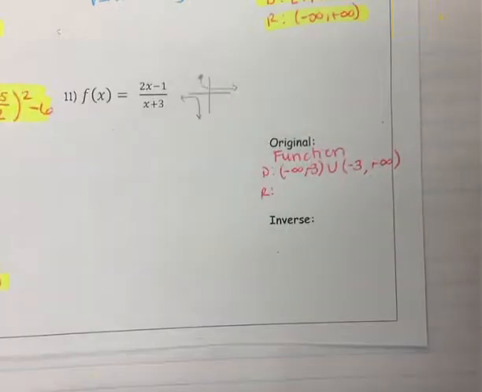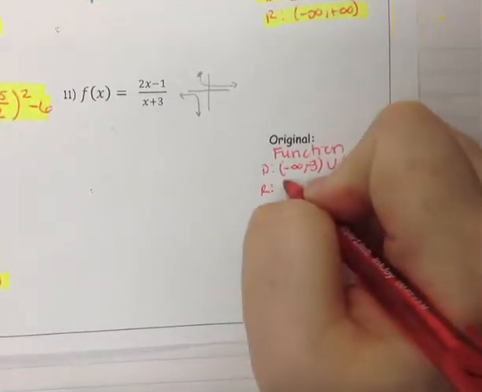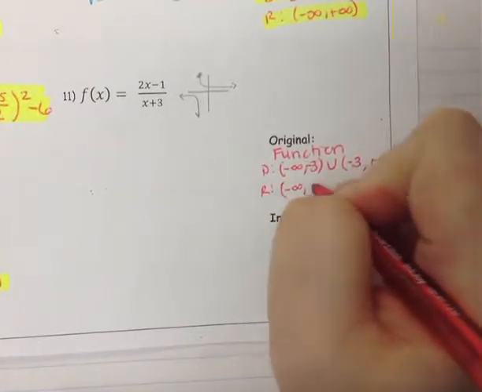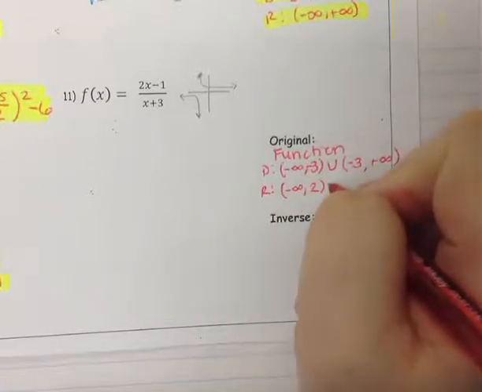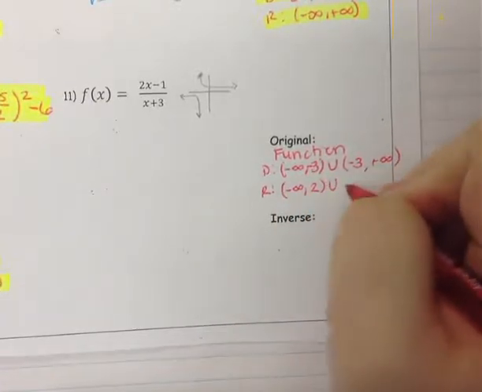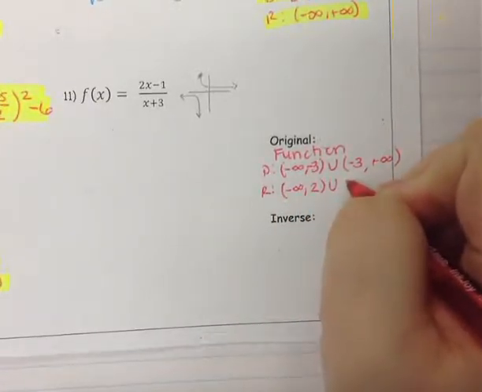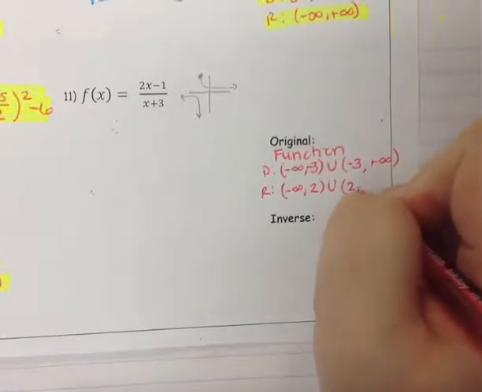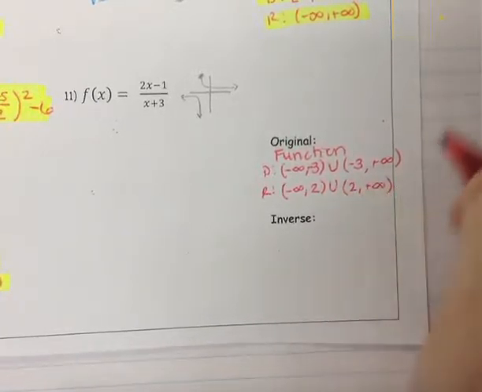So our range will include that it's going to go from negative infinity up to that positive 2, but just not include it. But then it's going to start back up. Again, we want all the y values except for that positive 2. So go from positive 2 to positive infinity.